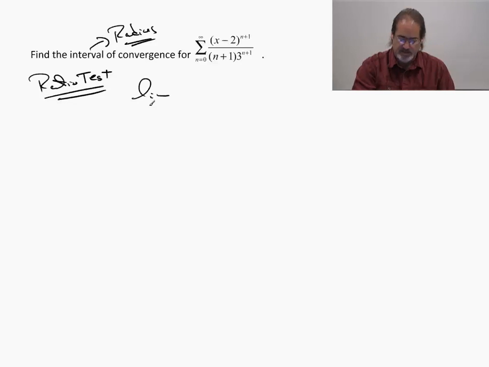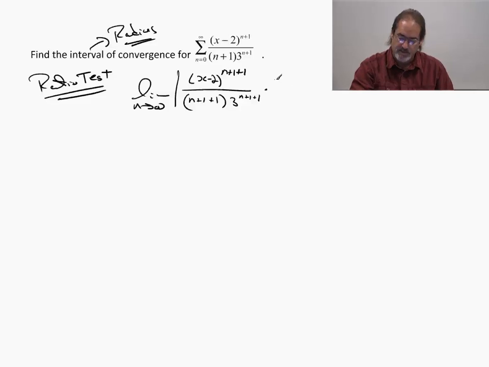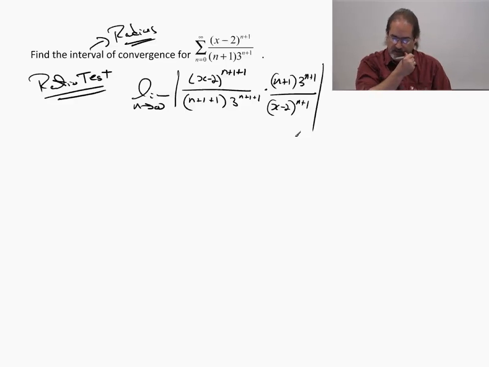And I'm going to take a look at the limit as n goes to infinity of the absolute value of (x minus 2) raised to the n plus 1 plus 1, divided by (n plus 1 plus 1) times 3 to the n plus 1 plus 1, times (n plus 1) times 3 to the n plus 1 over (x minus 2) to the n plus 1. Absolute value of all of that. Okay, again, I'm going to rewrite this, rearrange a little bit, make life a little bit easier.